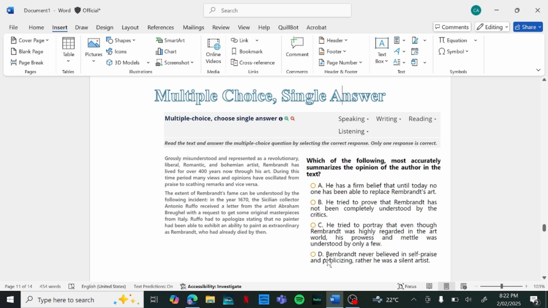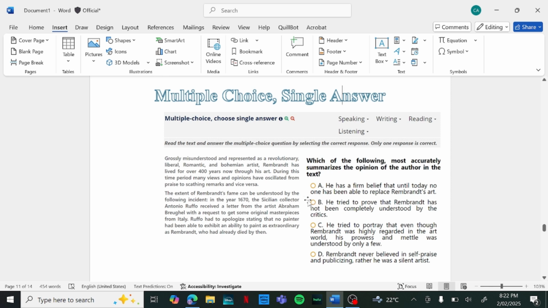Here they say, Rembrandt never believed in self-praise and publicizing. Rather, he was a silent artist. Not at all. It doesn't mention anywhere that he's a silent artist. See where they mention powerful words to describe this man: revolutionary, liberal, that's a very free person, romantic and bohemian artist. So he wasn't silent in any way if he was revolutionary. That means people knew about him. So this is gone. So your answer here is B.